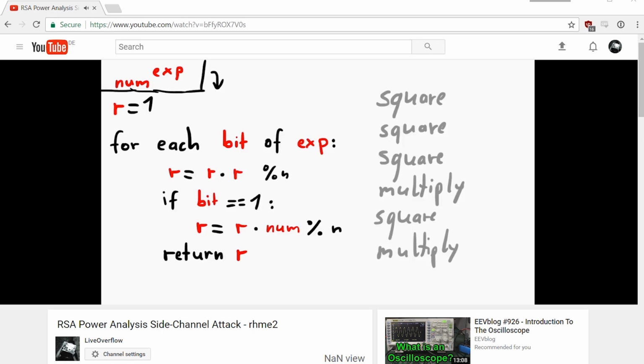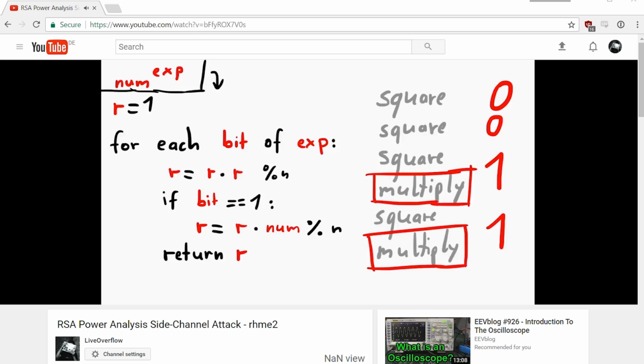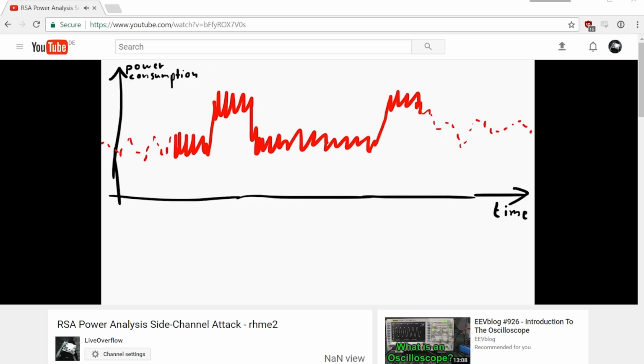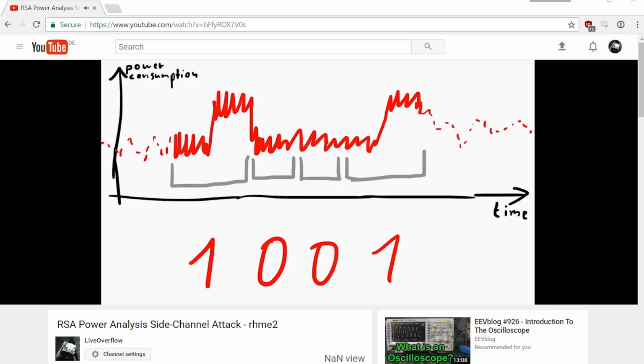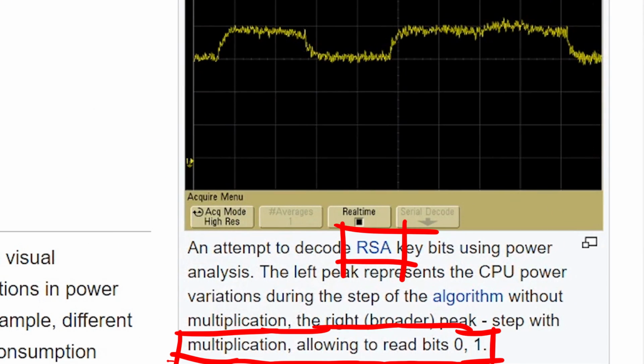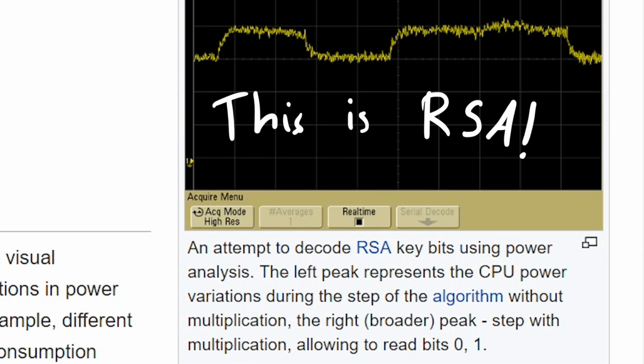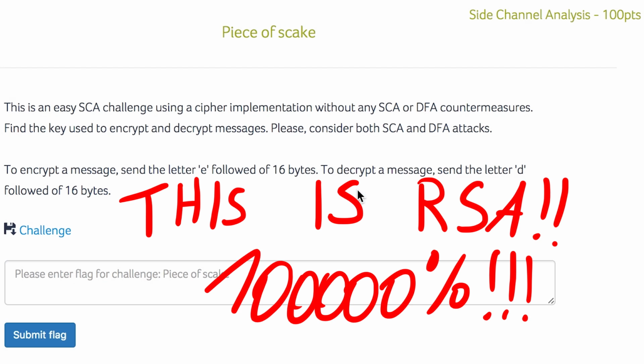Remember from last video how you can break a terrible RSA implementation by identifying the square and multiply operations in a power trace and simply read the bits of the private key? That's the simple go-to example when introducing side channel analysis, because it's so simple. So from the beginning I set my mind to RSA. This is gonna be RSA.